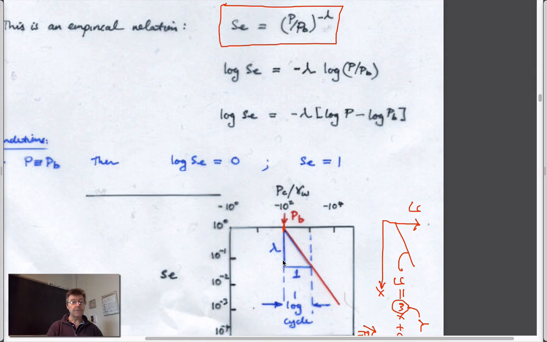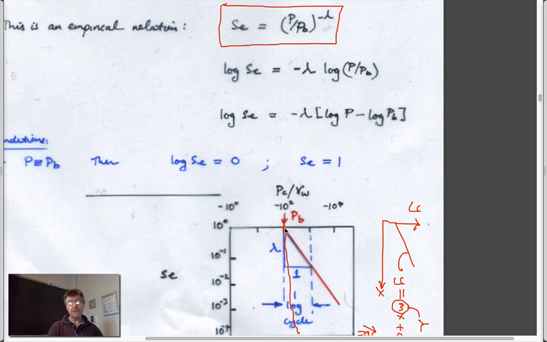And we know that, for instance, when lambda is very large, in other words, a curve that looks like this, right? To go one log cycle, lambda will be very large on this steep curve. So that means that the pore space in this porous medium will all have the same pore sizes. You invade one of them at this particular bubbling pressure, instantaneously it'll invade everything.